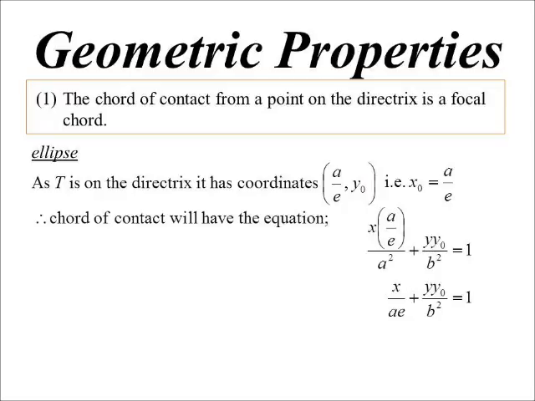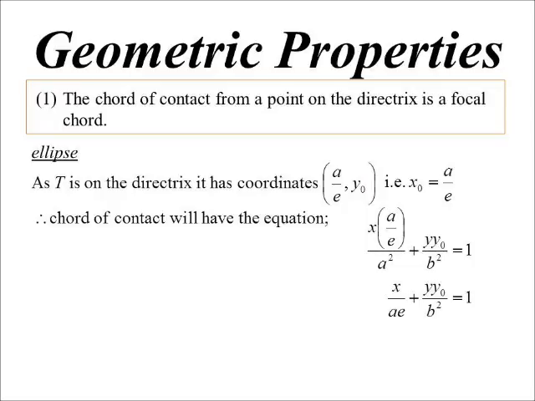Chord of contact will now have the equation. Well, we know the chord of contact, remember, it'll mimic the equation of the ellipse. So normally it would go x0 x over a squared plus y0 y over b squared. But instead of x0, we've got a over e. So we come x over ae plus y0 y on b squared is equal to 1. So that's the equation of the chord of contact.